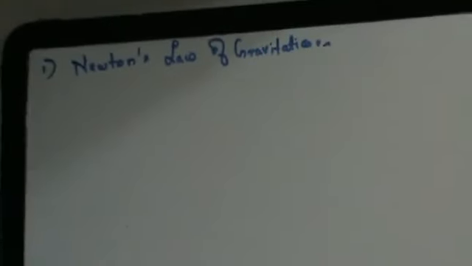First let's start with Newton's law of gravitation. Now, what does Newton's law of gravitation state? It states that every body or every particle of matter attracts any other particle with a force which is directly proportional to the product of the masses and inversely proportional to the square of the distance.